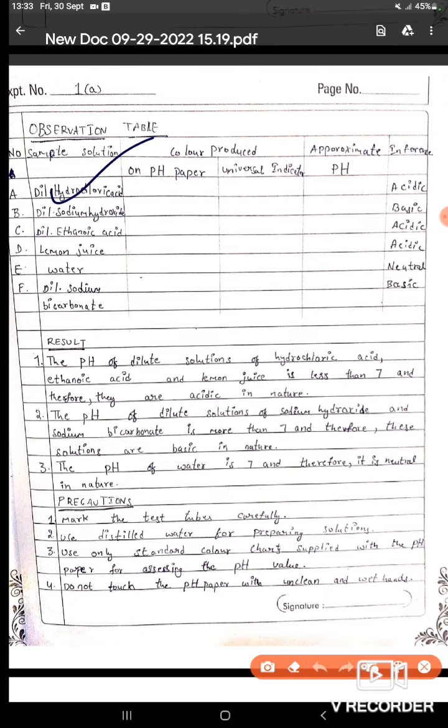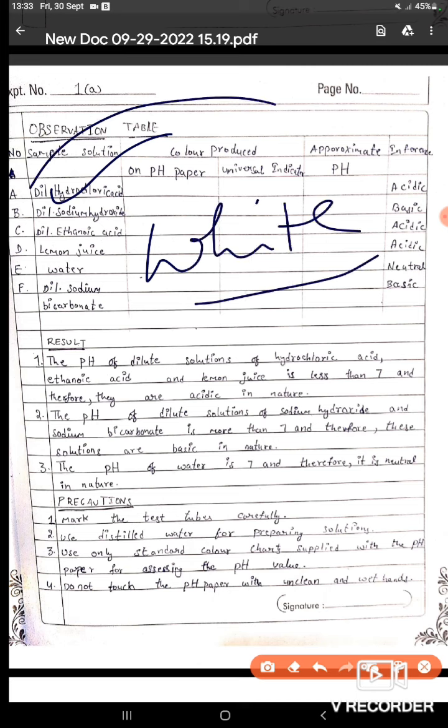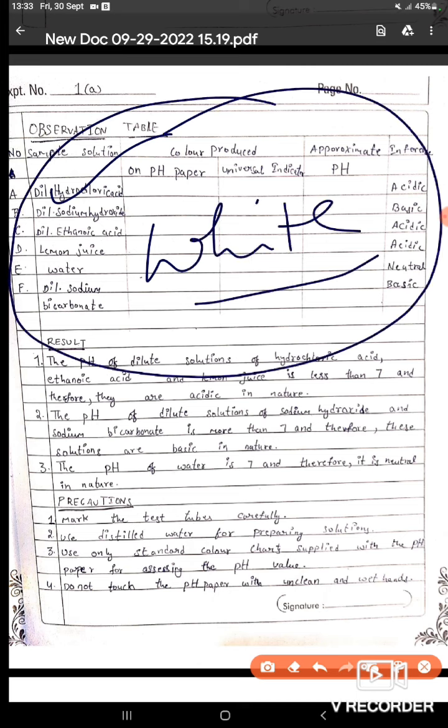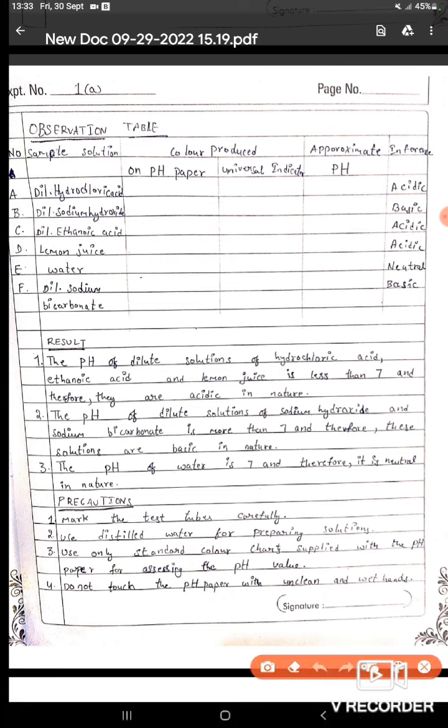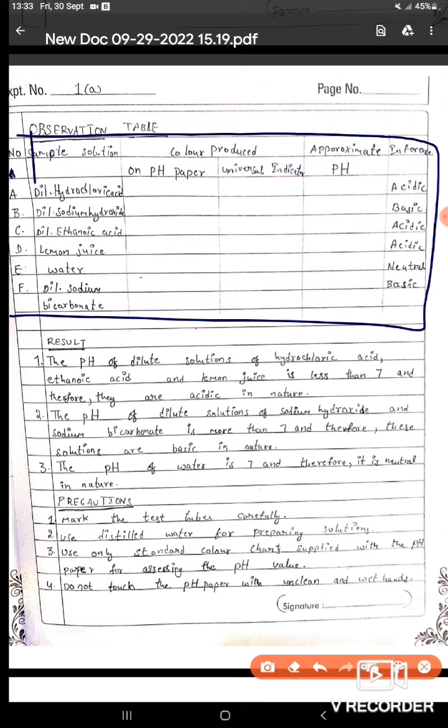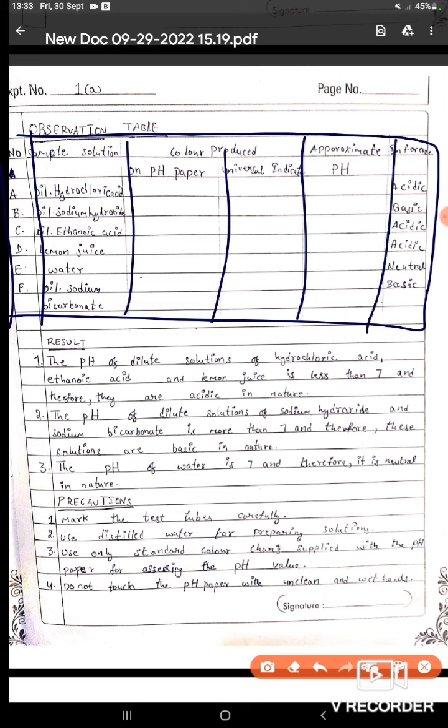You should maintain this on the white paper side. Okay, white paper side, this observation table should be right on the white paper side, and you should color it. You should sketch the borders, these borders. Okay, these borders, these cutouts should be done with the pencil only, clearly and fine, not like this.